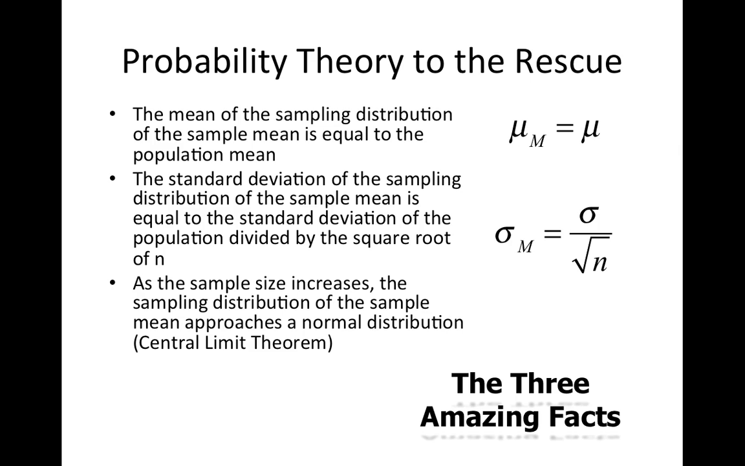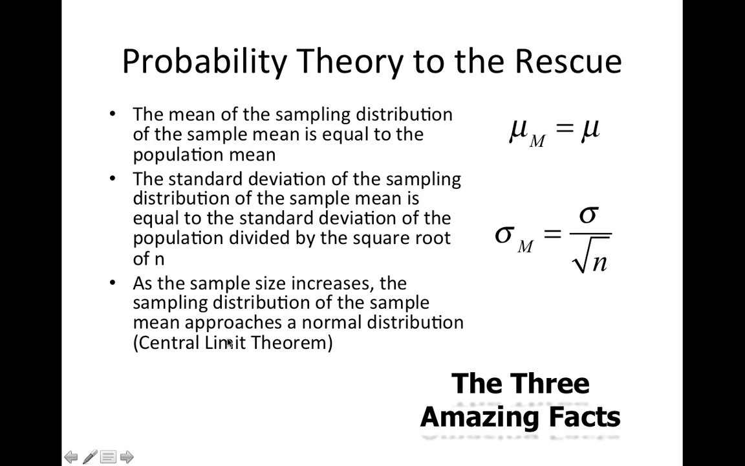This leads us to the following conclusions, what we call three amazing facts, and they come from probability theory, from De Moivre, from Bernoulli, and from others. The first is that the mean of the sampling distribution of the sample mean is equal to the population mean. This notation right here, mu sub M, is the mean of the sampling distribution of the sample mean, and that's equal to the population mean. It turns out that the standard deviation of the sampling distribution of the sample mean is equal to the standard deviation of the population divided by the square root of n. You can see that here. This is another amazing fact of sampling distributions of the sample mean.